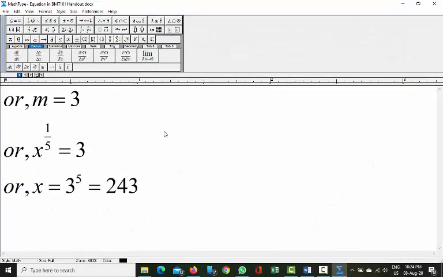Now let's solve for m is equal to 3. The other value of m is 3. Again m is x to the power 1 by 5. If you move this power 1 by 5 to the right hand side, it will become 3 to the power 5, because we get the reverse of that power. So 1 by 5 will become 5 by 1, that is 5. So 3 to the power 5 is 243.